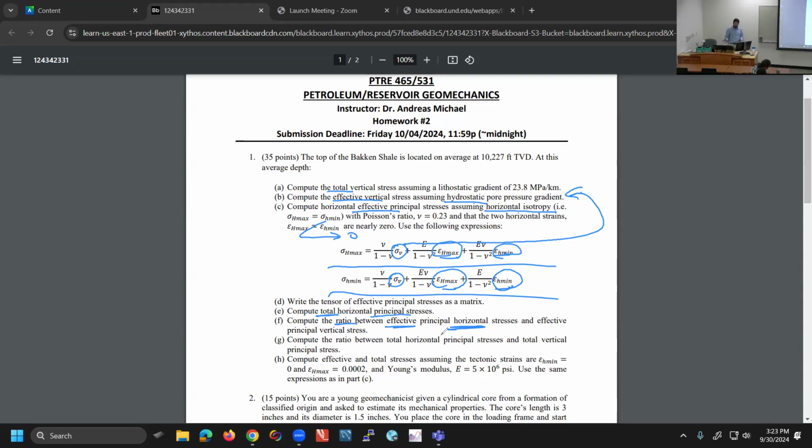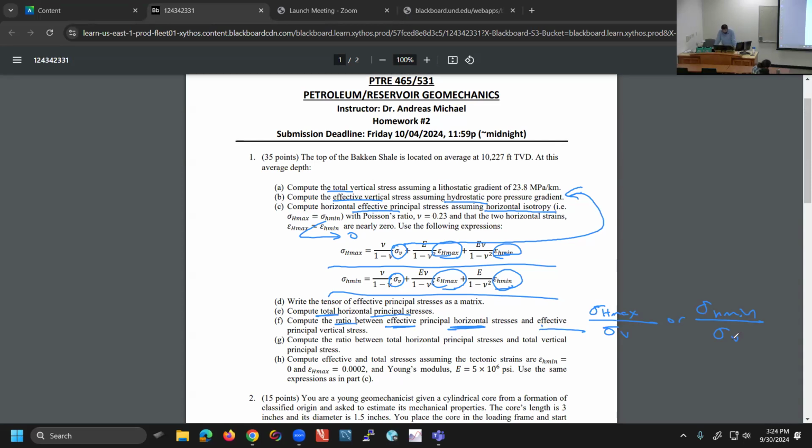doesn't matter if it is SH max or SH mean, sigma, because effective, and because they're equal to each other. So basically, I want you to calculate this. Or they are equal to each other.